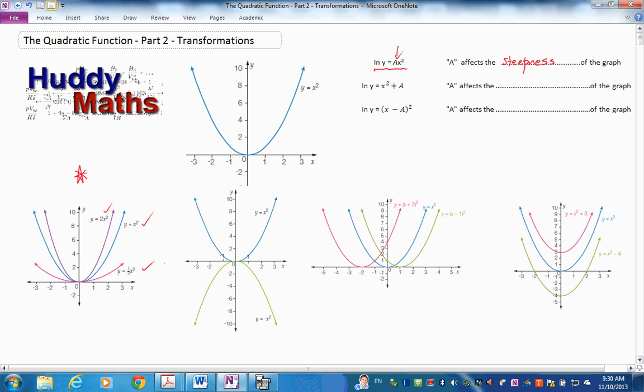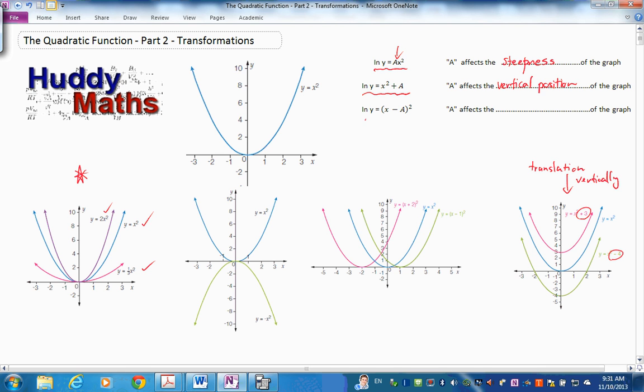How did you go with that one? What about in y equals x squared plus a? What does that a do? It affects the, what would we say? Vertical position, maybe. The vertical position. Okay, so what's that? This is over here, right over on this side now, where we've added 3 or taken 4. It's moving it up and down. This is called actually a translation vertically, or in the y direction. Translation, moving the whole graph vertically.